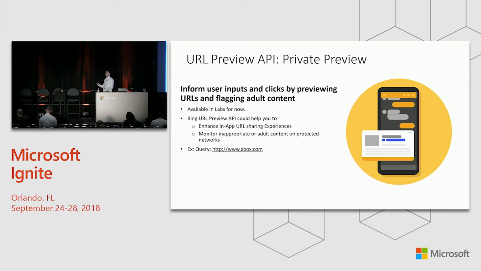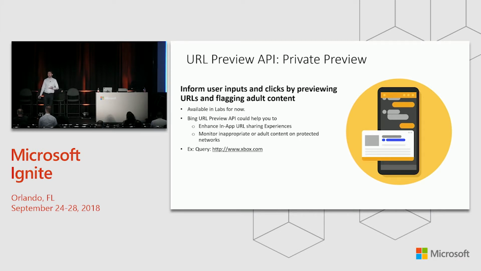URL preview is moving into private preview. This is another one where we can automate items into your mobile applications. What does this do? Well, basically, for any URL, it will tell you the title and snippet of that URL, and it'll tell you if it's family-friendly or not. So does it have any adult content?